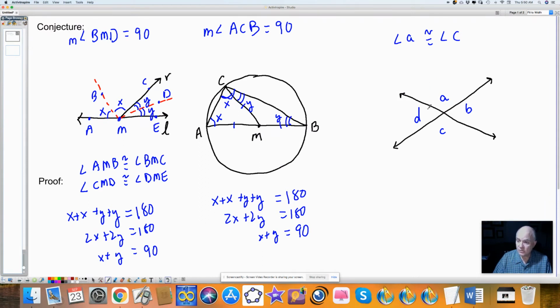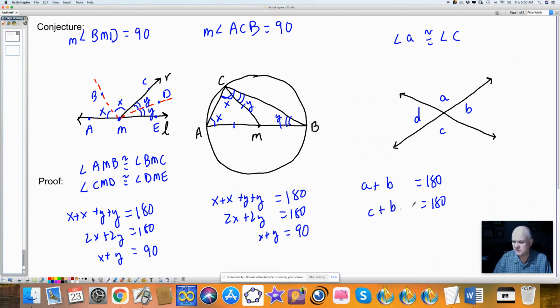And here we have this relationship. We know that A and B form a straight angle. A straight angle is equal to 180. That is, A plus B is equal to 180. B plus C is also a straight angle, so that's equal to 180. So C plus B is equal to 180.